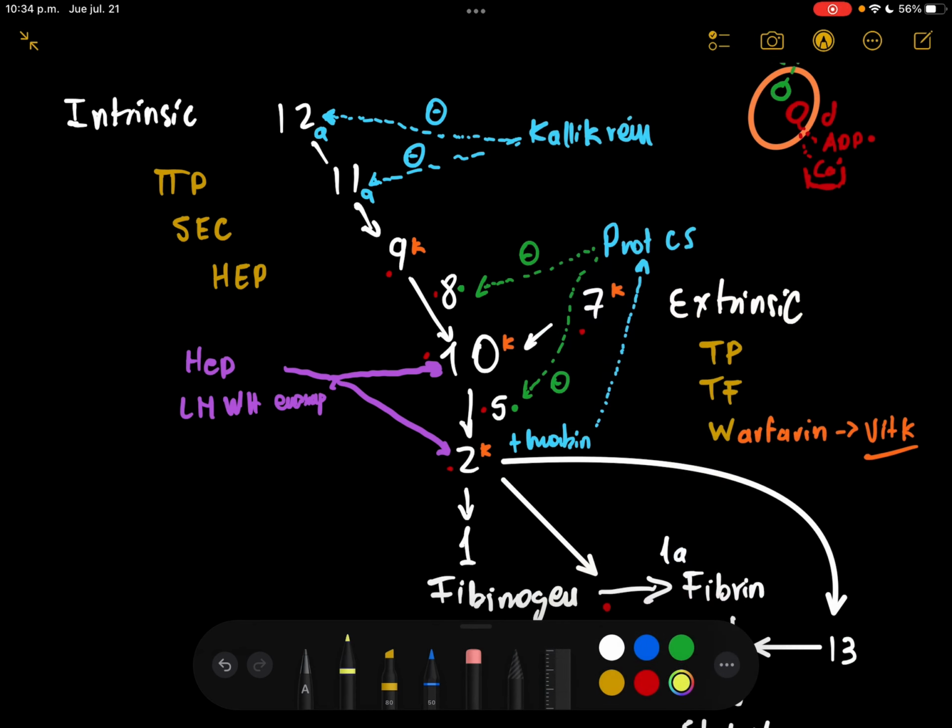Other drugs that act on factor 10, especially on 10A or 10 active, are going to be the direct factor Xa inhibitors like apixaban, and fondaparinux.